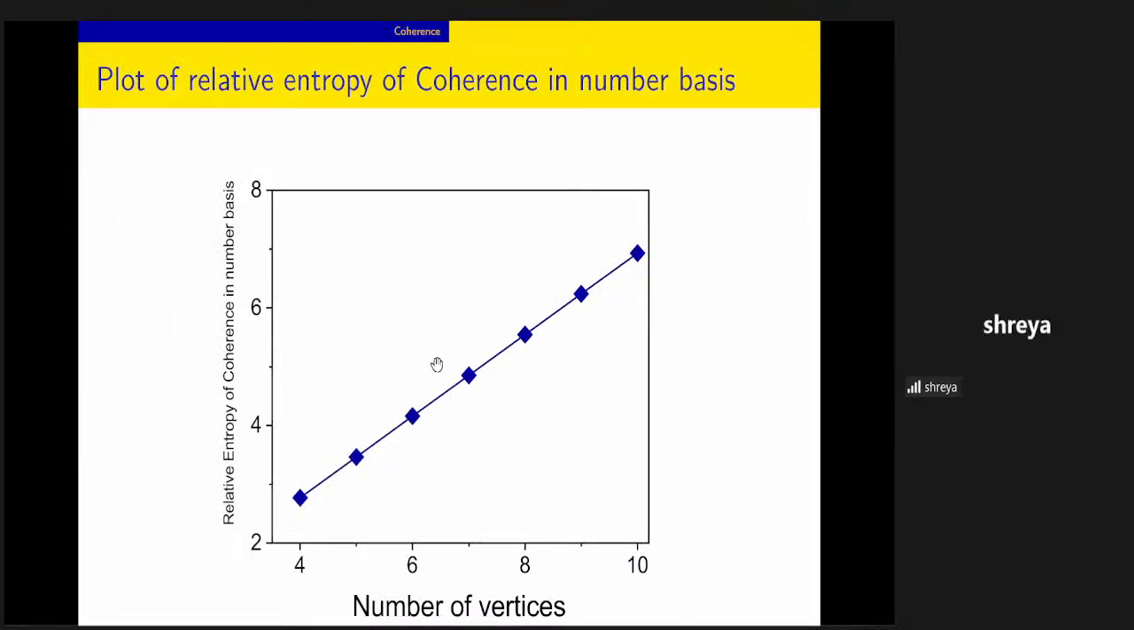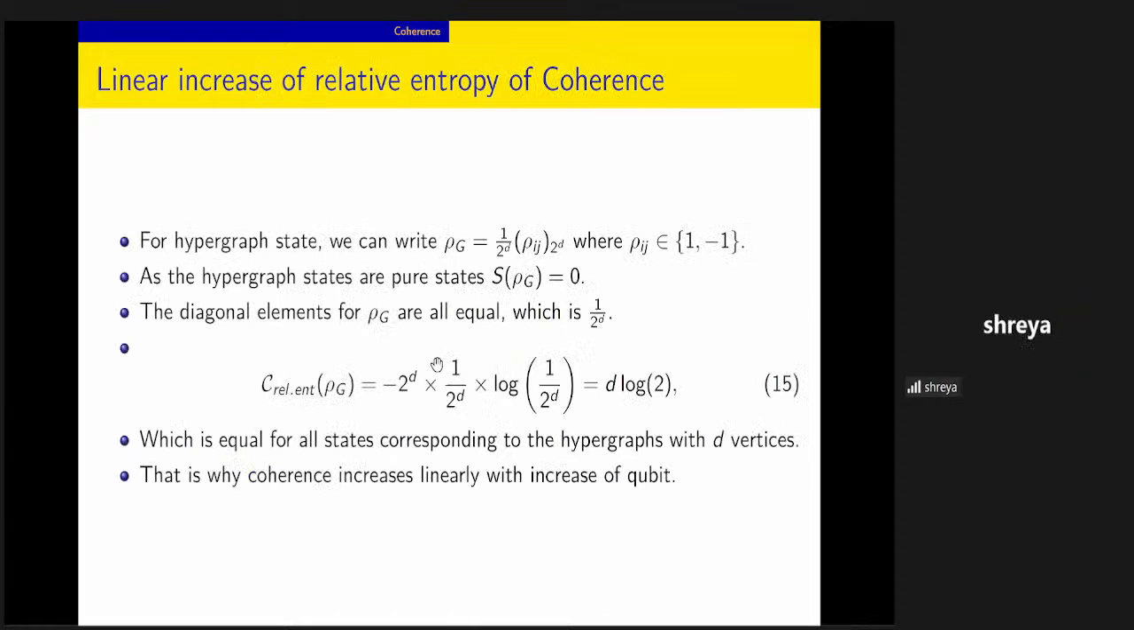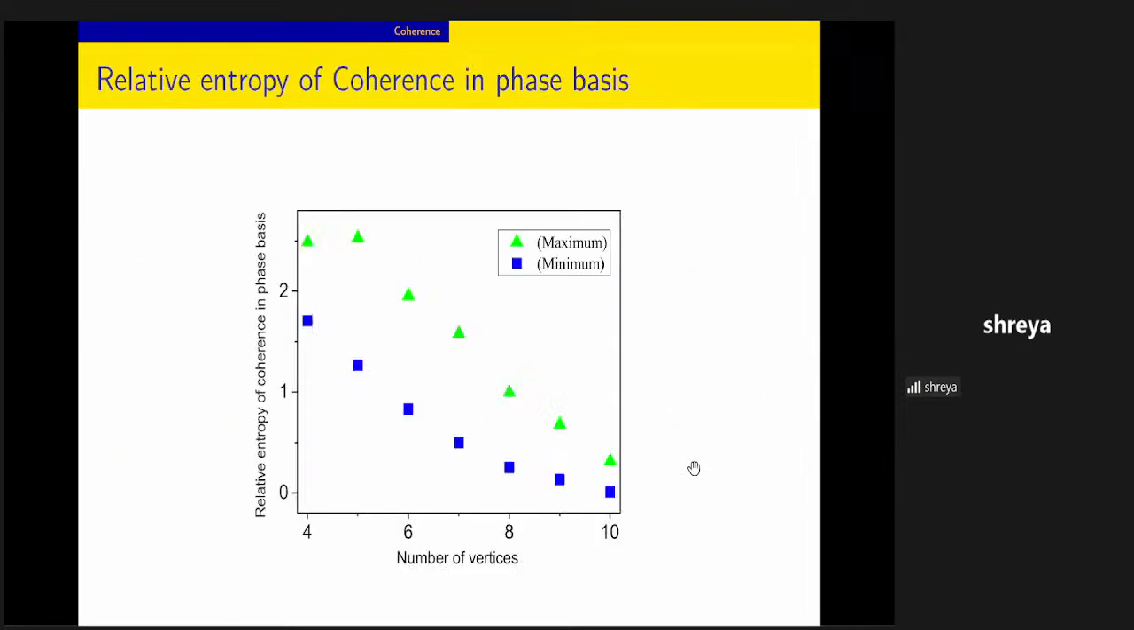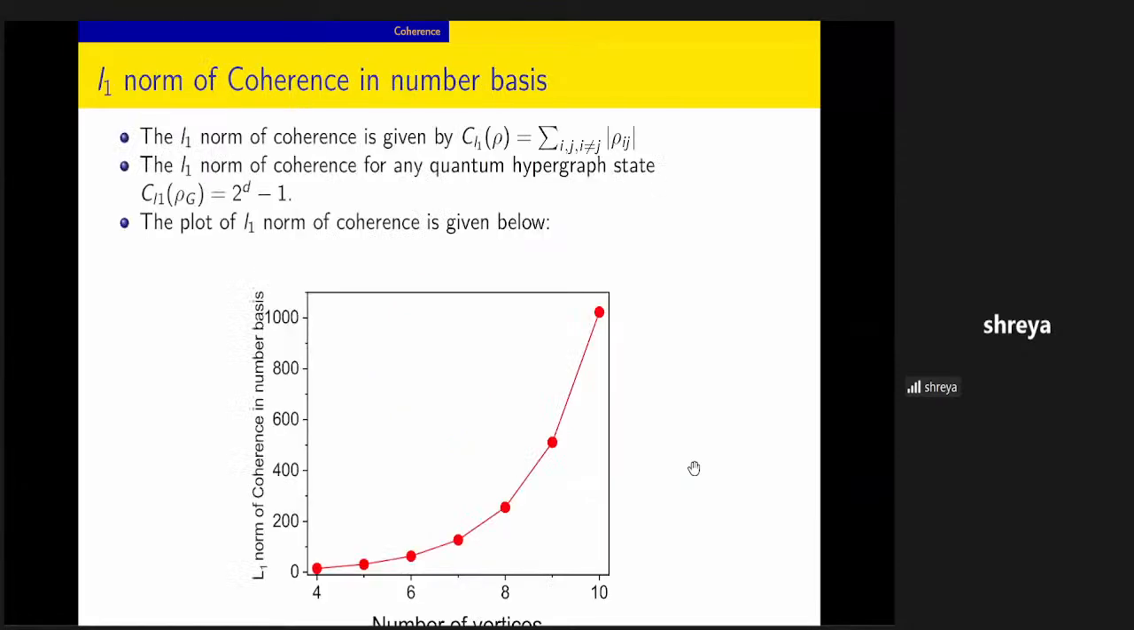So the cause of the linear increase is that we have calculated theoretically that the relative entropy of coherence is d log 2. That is why we get the linear pattern. And we also checked the relative entropy of coherence in the phase basis. In that case, we get maximum and minimum, and no typical behavior is found. We also get the relation for the L1 norm in the number basis, that is 2 to the power d minus 1.